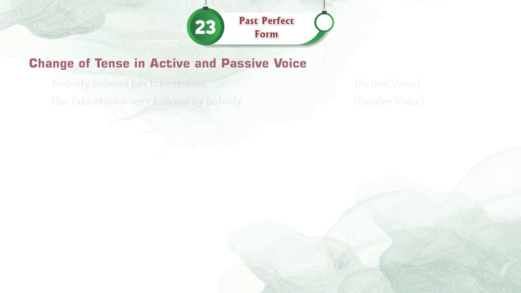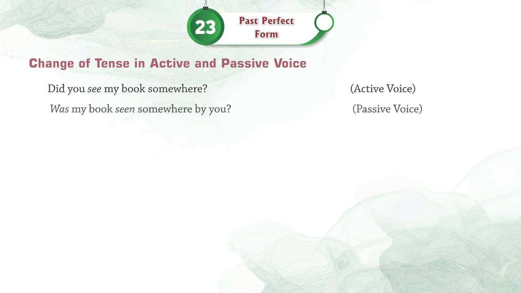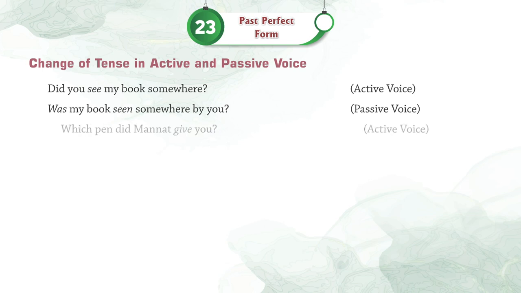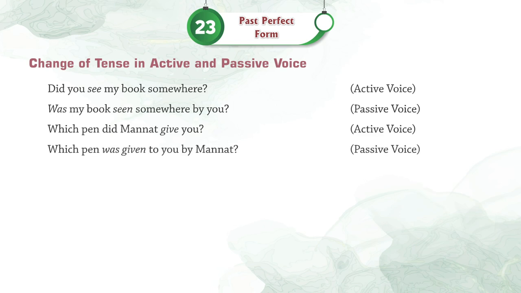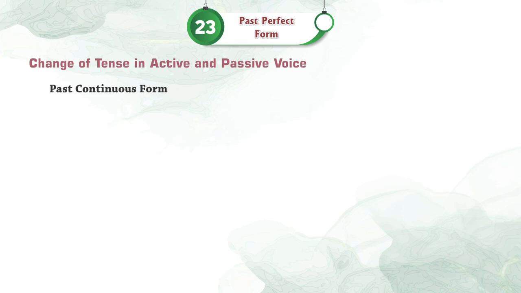Passive voice. Did you see my book somewhere? Active voice. Was my book seen somewhere by you? Passive voice. Which pen did Mannat give you? Active voice. Which pen was given to you by Mannat? Passive voice. Past continuous form. Active.